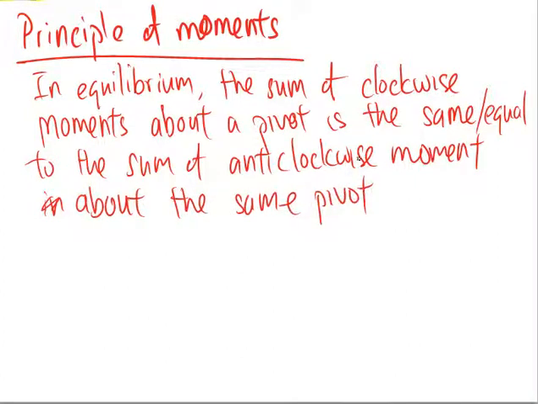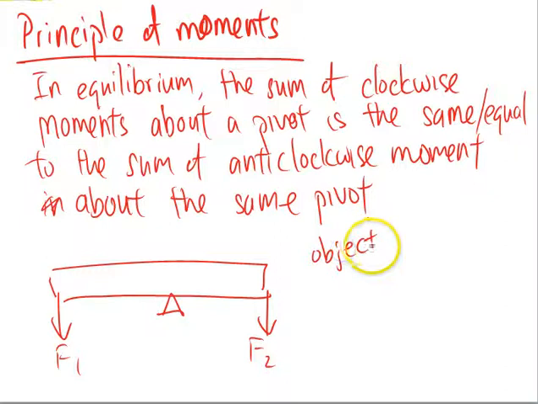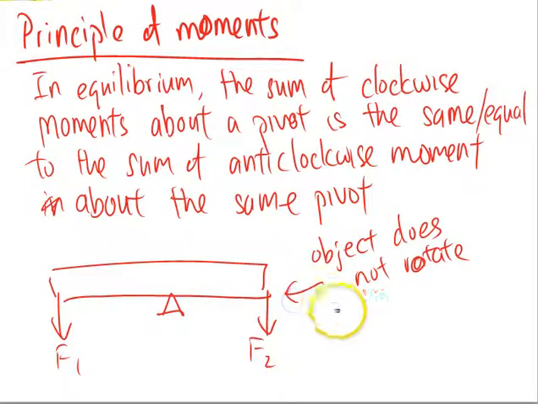Okay, in actual fact, what they're trying to say is this: let's say I have the same beam here, and I exert a force downwards, and another force downwards, F1 and F2. After I exert the two forces, my object doesn't move, the object does not rotate. When it does not rotate, we say that this object obeys the principle of moments.